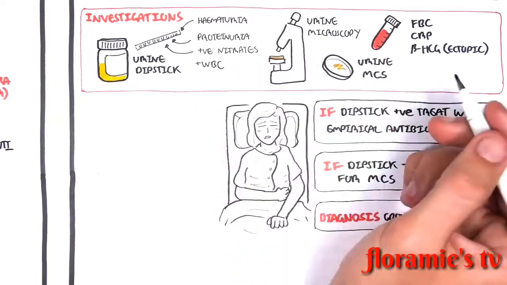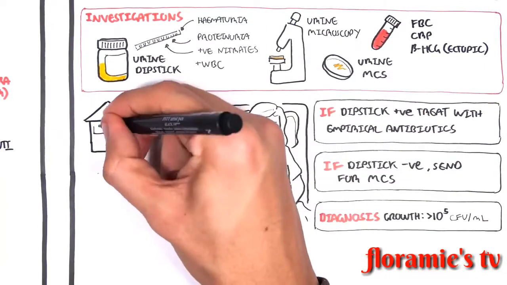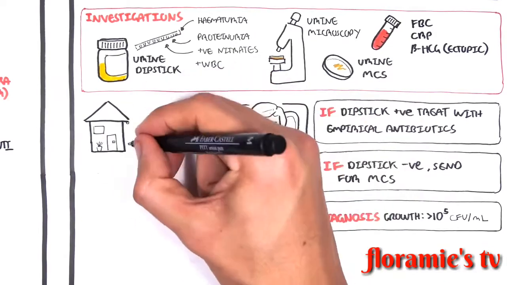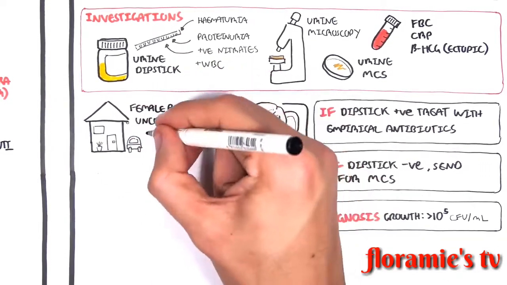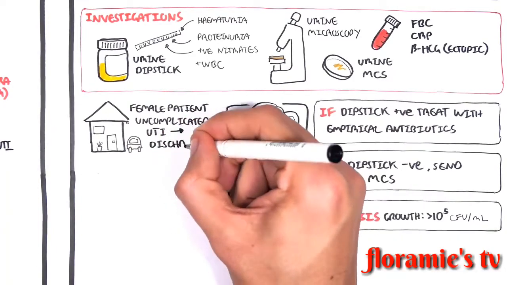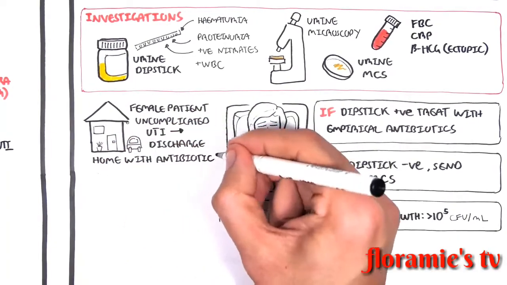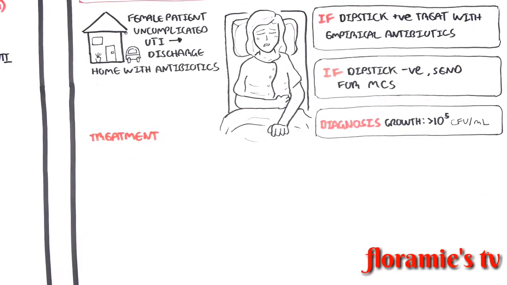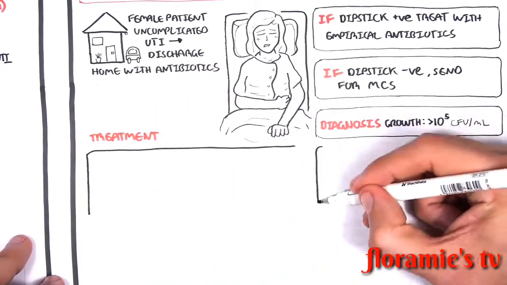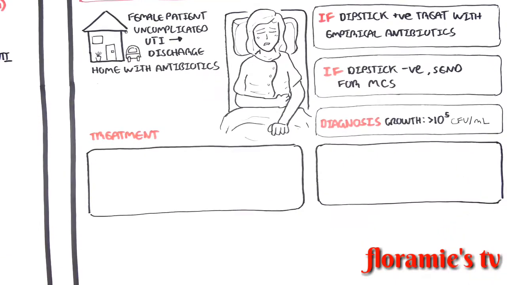As mentioned, urinary tract infections are common in females. And so if a female patient presents with an uncomplicated UTI, she is most likely able to go home discharged with oral antibiotics. The treatment of UTI is essentially empirical antibiotics.